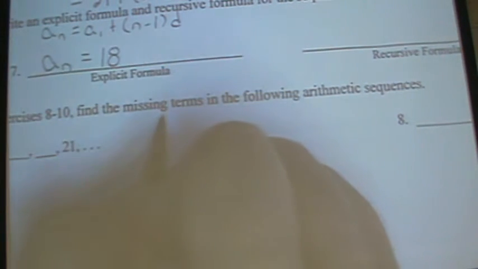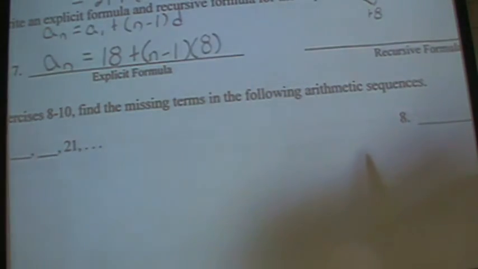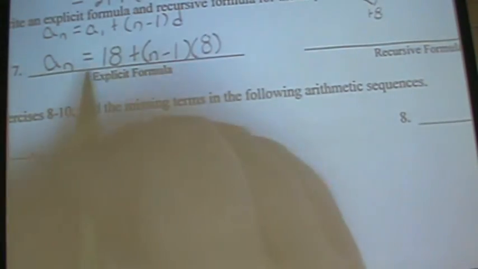Put in your a1 value, that's 18, plus, again, we don't have an n value, so we're going to leave this as n minus 1. And then in our sequence, our pattern, we are adding 8 each time. So we're going to multiply by 8. So that's our explicit formula.